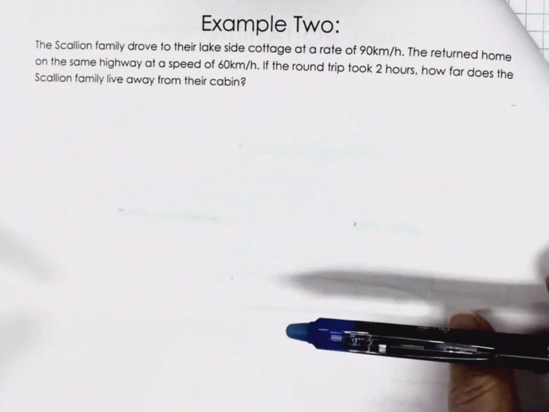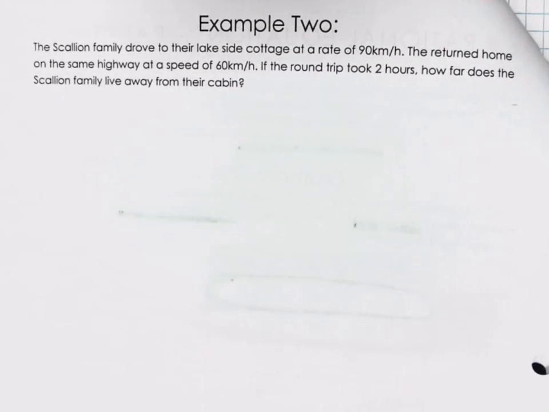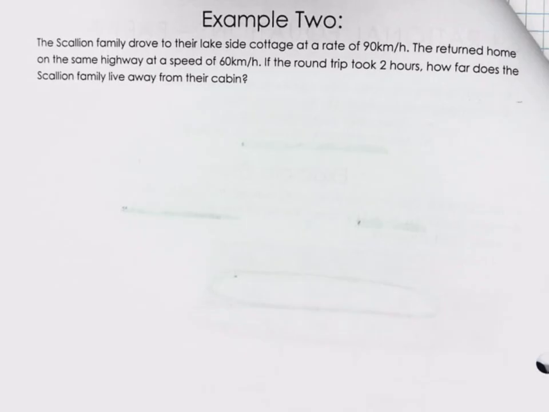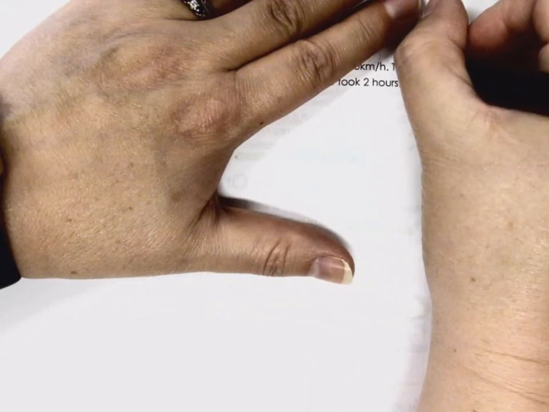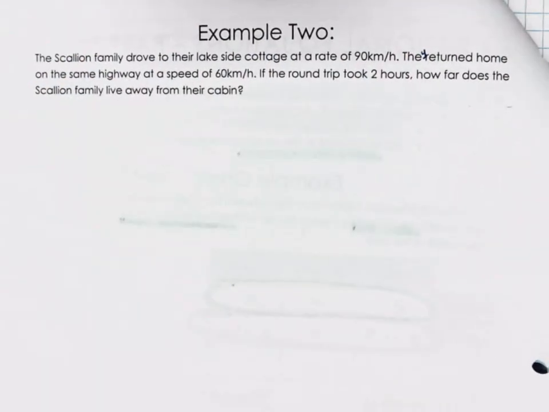All right. The Scallion family is driving to my lakeside cottage. FYI, I do not own a lakeside cottage, but we'll just pretend for now. At a rate of 90 kilometers an hour, because we are safe and responsible people. Oh, that should say they returned home. Sorry. The Scallions returned home on the same highway.